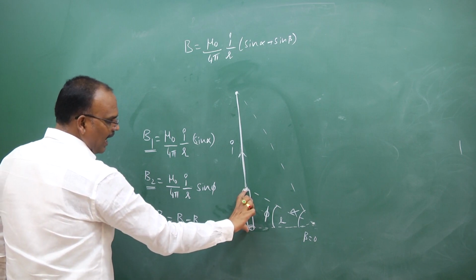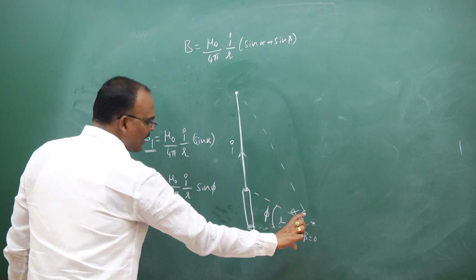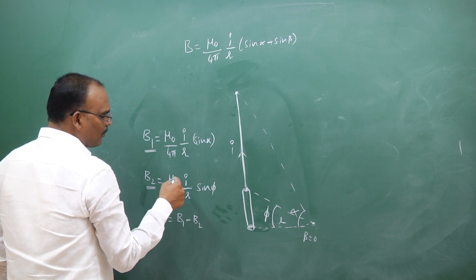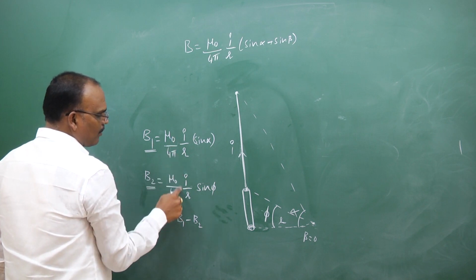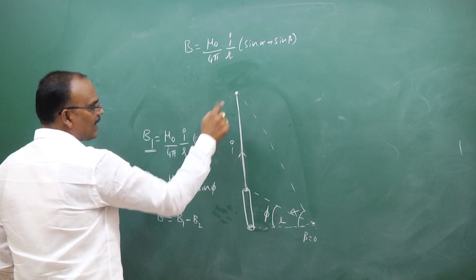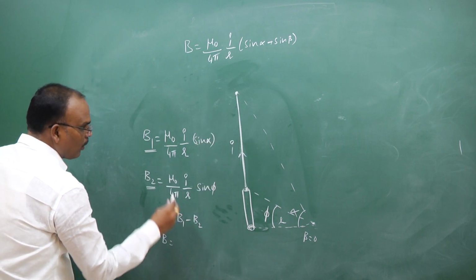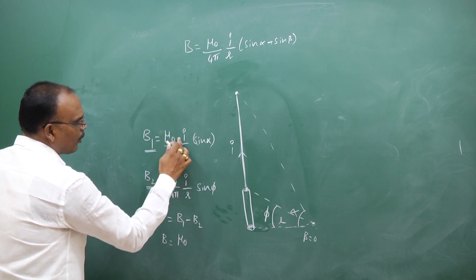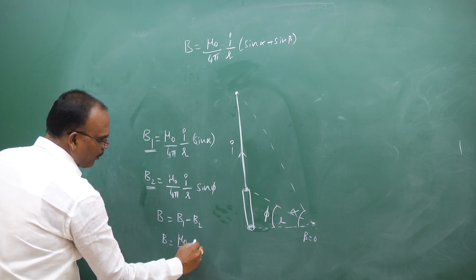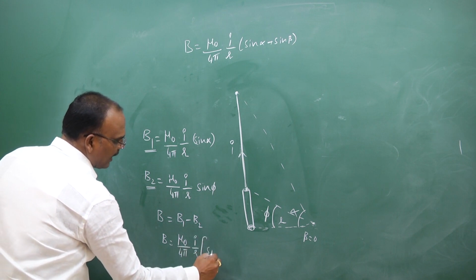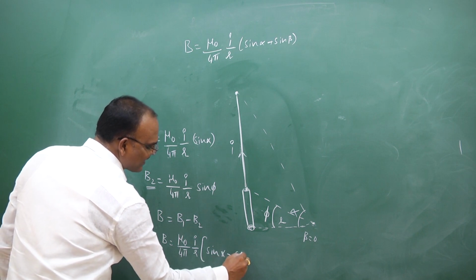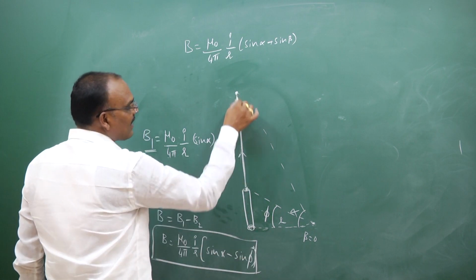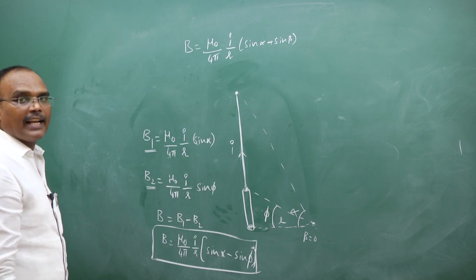This is the additional conductor I have taken. The magnetic field produced by it, which I have calculated here, I subtract from B1, and then I get the field due to this conductor. So B is equal to B1 minus B2. Everything here, mu naught by 4 pi into I by r, is common. Then you will get sine alpha minus sine phi. This is the magnetic field due to an insufficient length current carrying conductor.